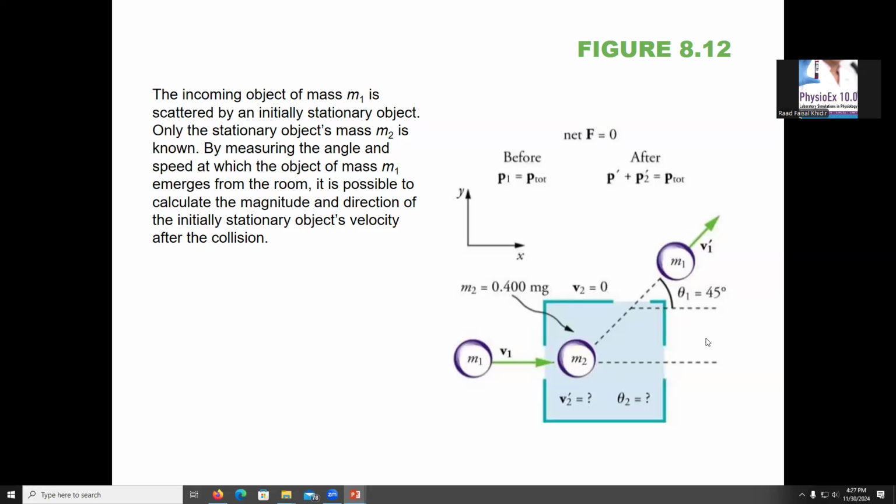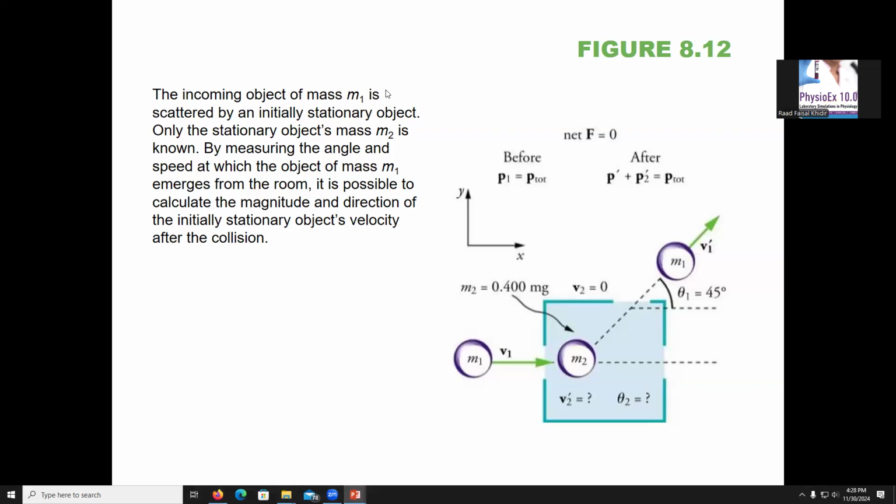So now I need to calculate the magnitude and the direction of the initially stationary object's velocity after the collision. So I need to know the velocity after the collision. So I will take mass 1 times V1, and I will set it equal to mass 1 times its V1 prime, and I will add to that mass 2 times V2 prime. So I have to get my x component. My x component is the cosine of 45 multiplied by V1 prime, and that will give me the x-axis component of the velocity by which mass 1 is moving. Multiply that by mass 1. Add to that mass 2 multiplied by the unknown velocity V2 and solve for the missing velocity.